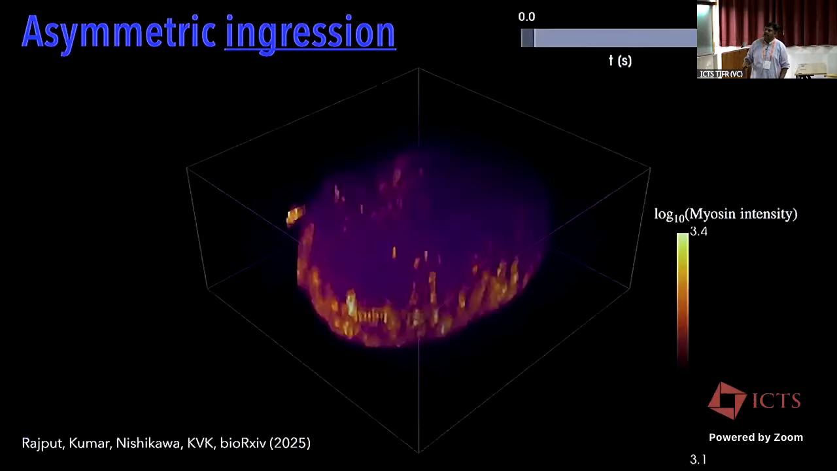What our collaborator did was to get myosin images. Can I switch off the lights a little bit, if possible? This is a dark background movie, at least the front.